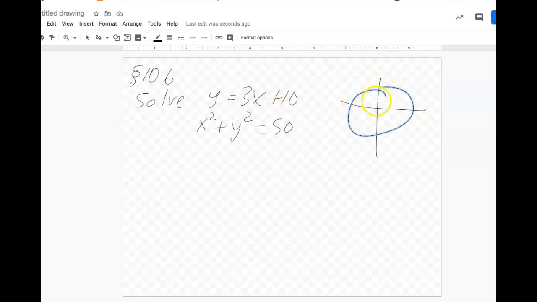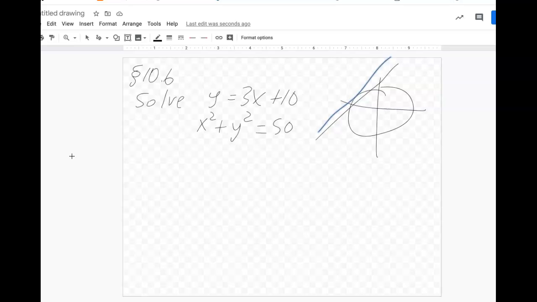a line with y-intercept of 10 and slope of 3. So we can expect there to be maybe 2 answers or possibly 1 answer, but we shouldn't expect any more than 2. So just depending on where the line is. So I like to have that in the back of my head just so I know how many answers I can expect. And we have 2 ways of doing this.